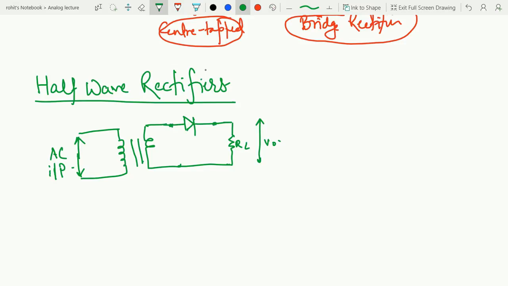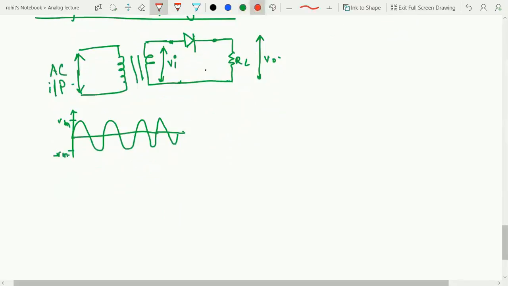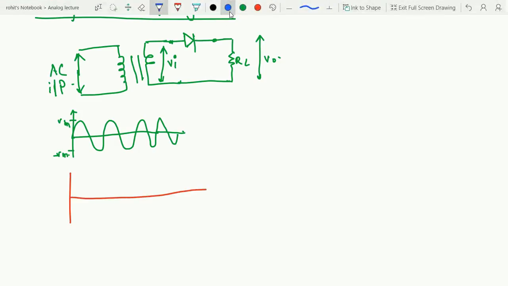Now let's make the waveform. Suppose VI is the signal. After the step down transformer we will use VI. VI will look like this. It is a pure AC but with a lower amplitude. Suppose it's VM and minus VM. See, what will be the output V0? We can draw it here like this.